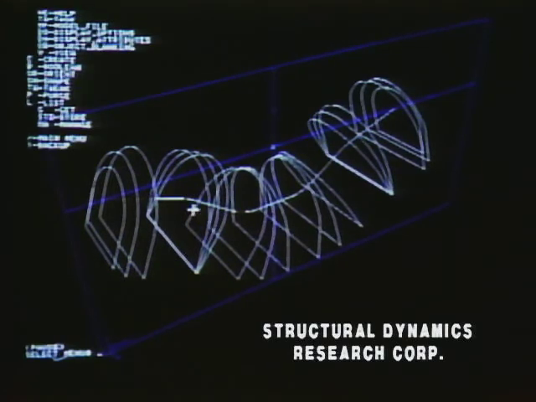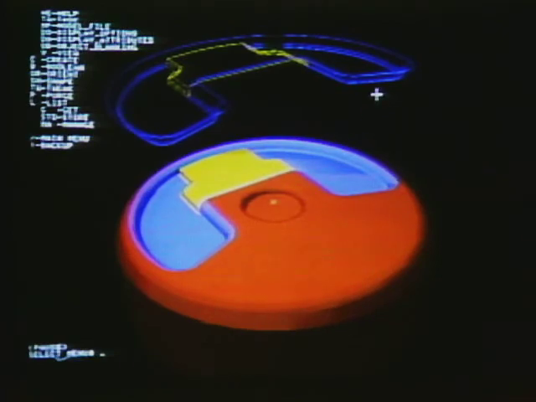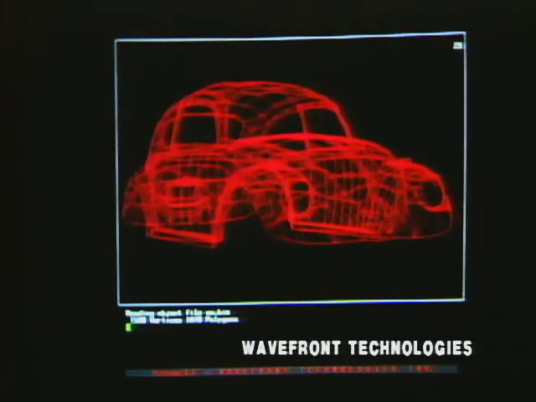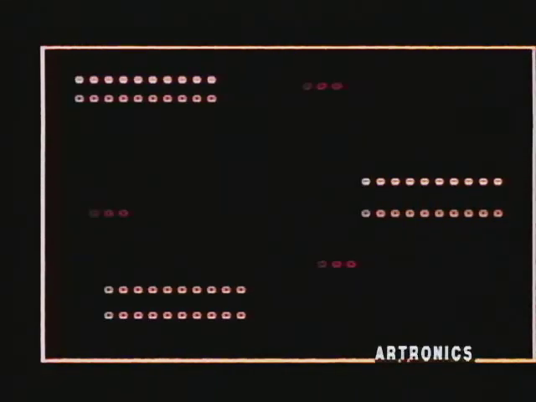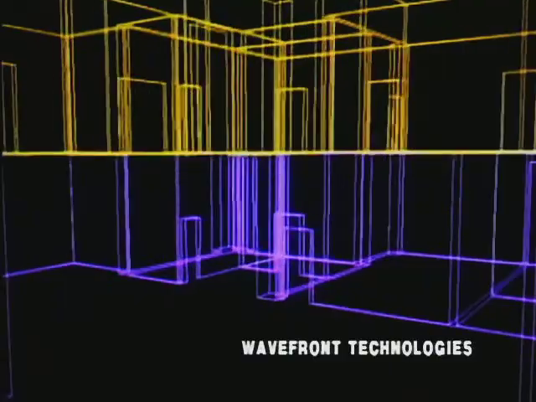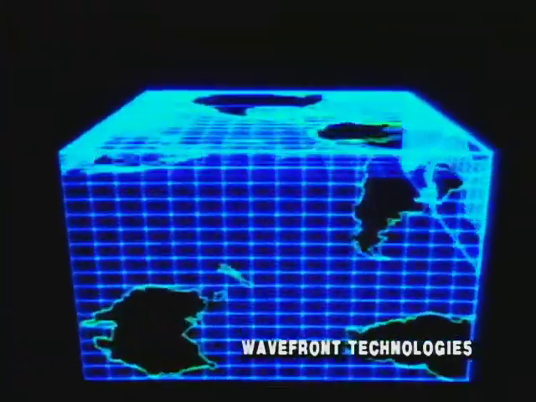Computer graphics is big business, with over $7 billion spent a year in the United States alone. The majority of the computer graphics industry is concentrated in computer-aided design, or CAD. Other major uses are electronic design, business graphics, architecture, and mapping.